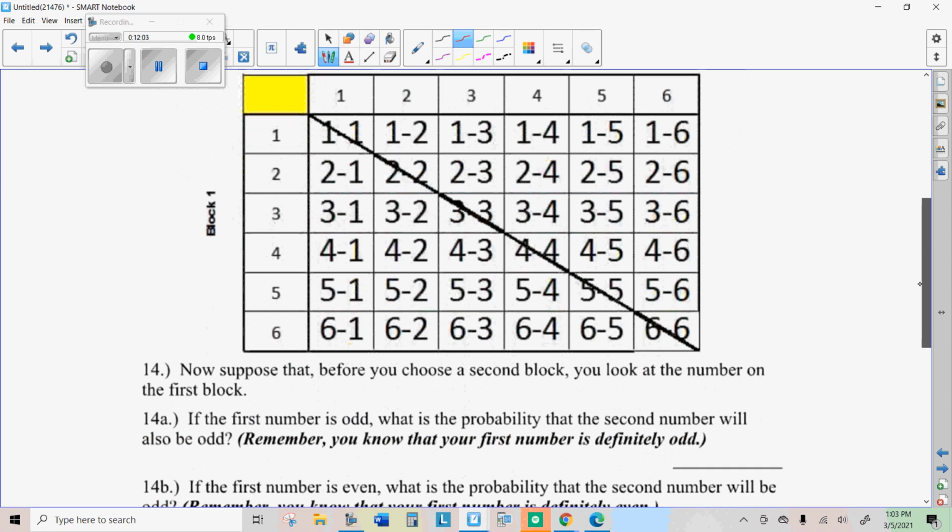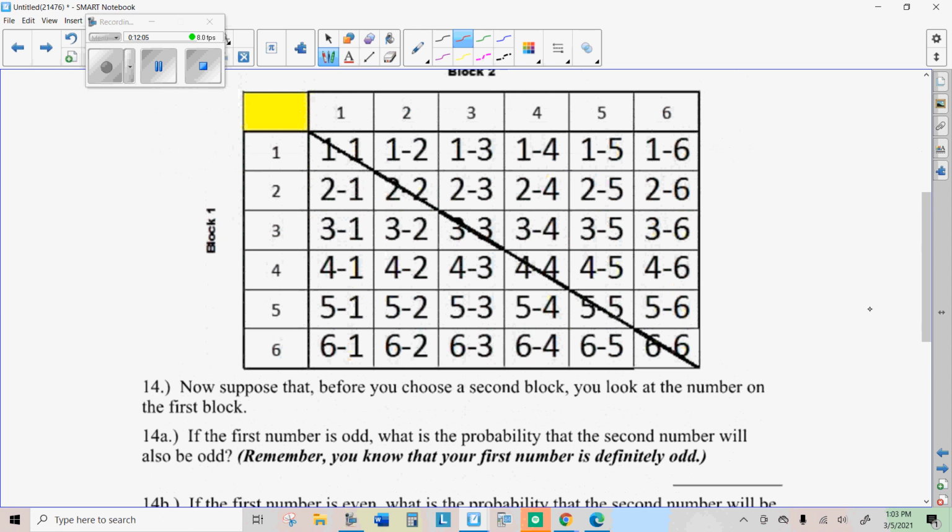All right, now suppose that before you choose a second block, you look at the number on the first block. If the first number is odd, what is the probability the second number will also be odd? Remember, you know that your first number is definitely odd. So circle all the things that have the first number odd to start here. So that would be those.